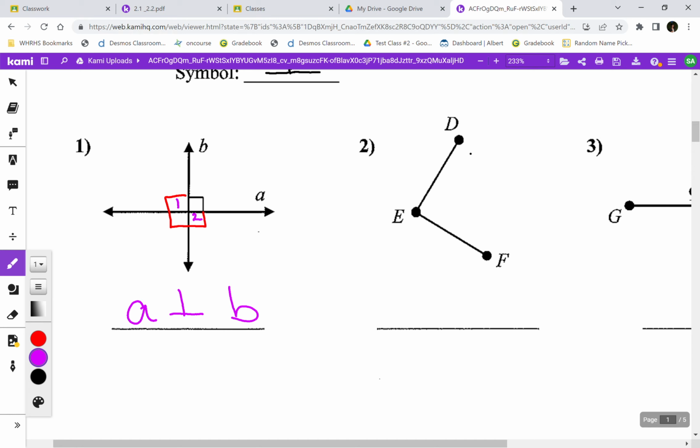Right. In number 2, my little angle didn't get transferred, but there should be a right angle by E. Since there is a right angle by E, what conclusion can we come to based on our diagram and given information? Mariana? Well, E is 90 degrees, you're right. What else can we conclude?